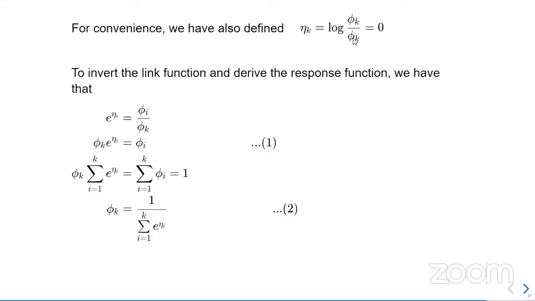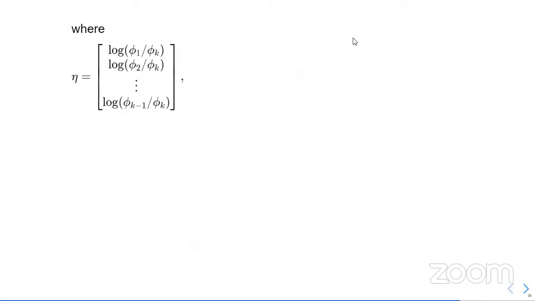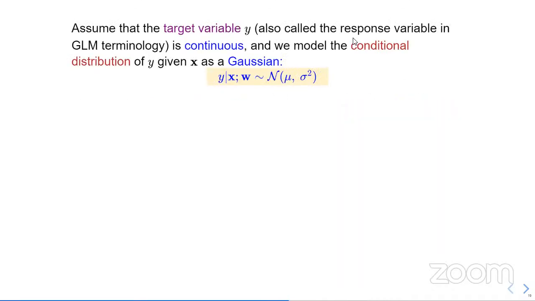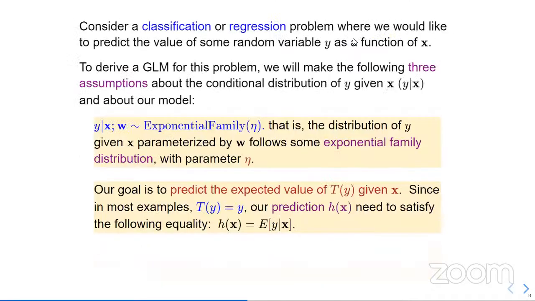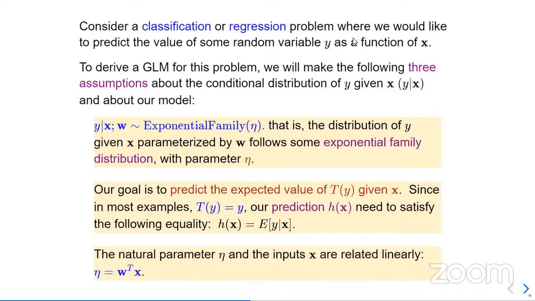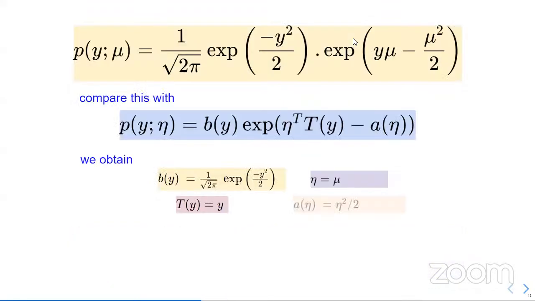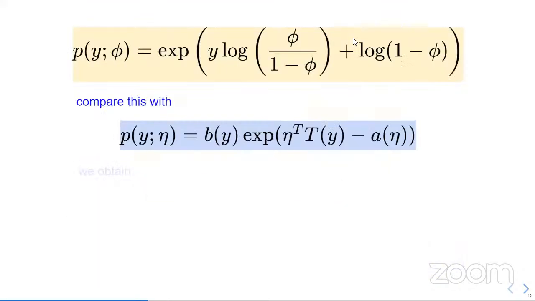Did we define the link function before or not? We didn't, right? So let's see what the link function is. Where did we define all these?